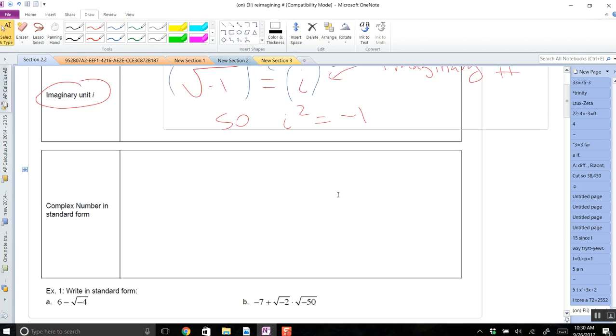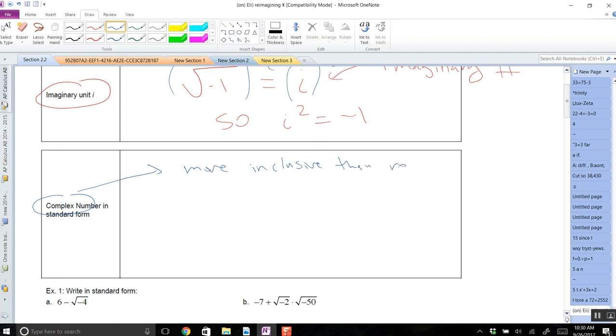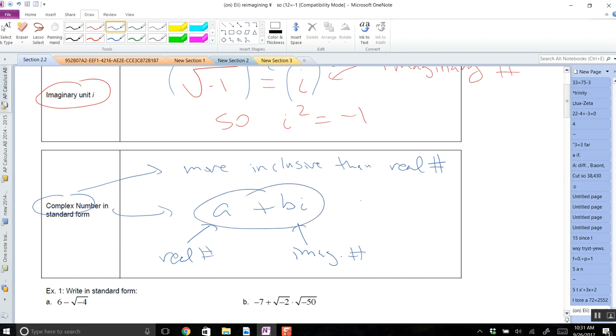Now we'll talk about a complex number. A complex number is basically more inclusive than real numbers. So a real number can actually be considered a complex number as well. Let me explain what a complex number is. It's basically a real number, which we'll call a, and an imaginary number, which we'll call bi. So the combination of those two is a complex number. Again, it involves real numbers and imaginary numbers, and together we call that a complex number.